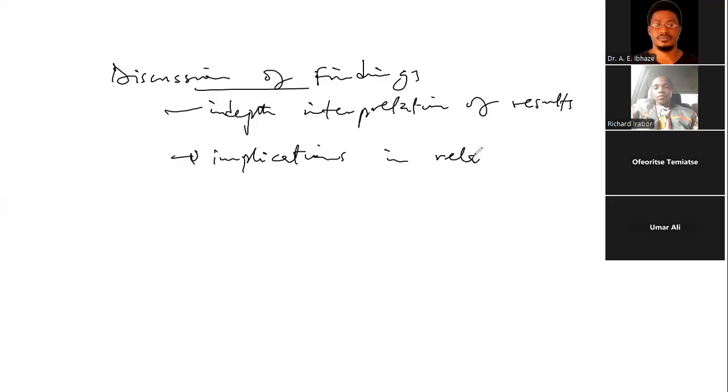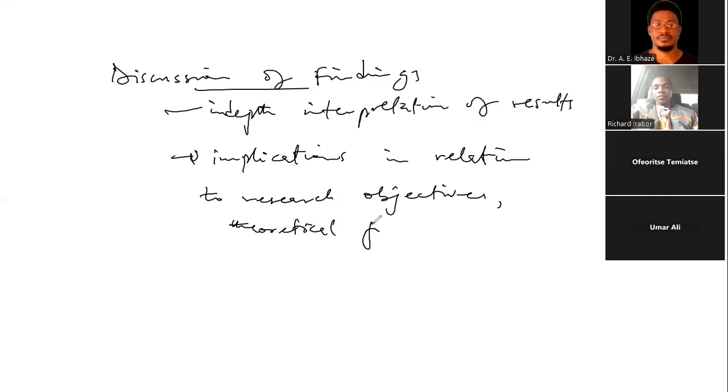Now, in relation to research objectives, theoretical framework, and also existing literature. It's a form of validation, but you are not validating yet. Okay? You are literally providing an interpretation to what you have discovered, to the data you have been able to pull. So it means even when you have prototypes, you should have data.